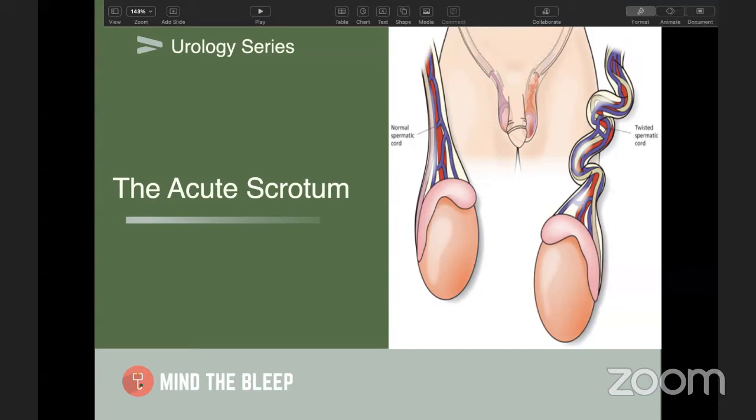So thank you everyone for joining us today for another one of our sessions in the urology series with Mind the Bleep. Today's topic is going to be talking about the acute scrotum. So if we go to the next slide, please.